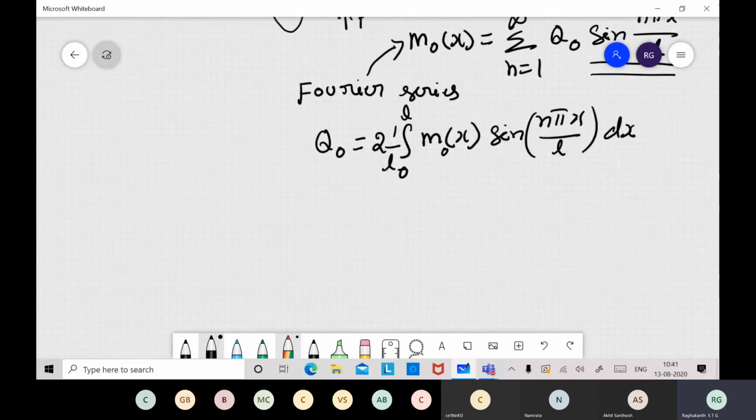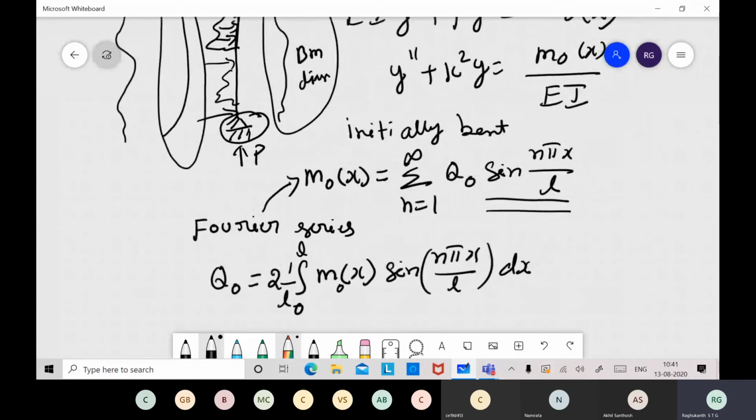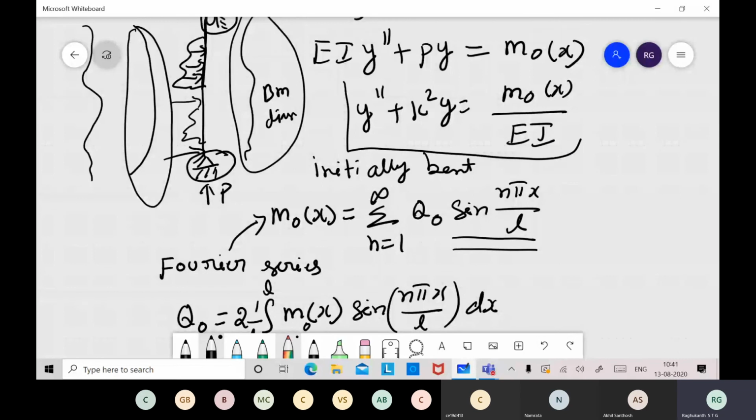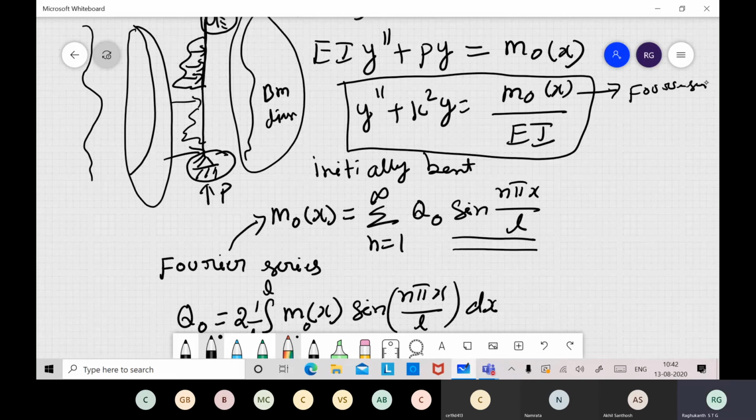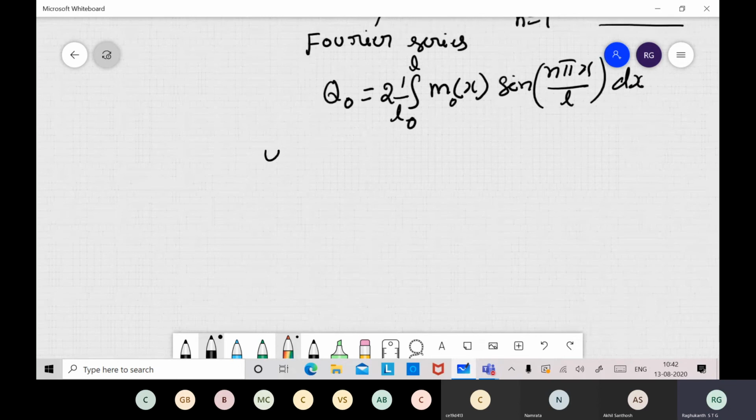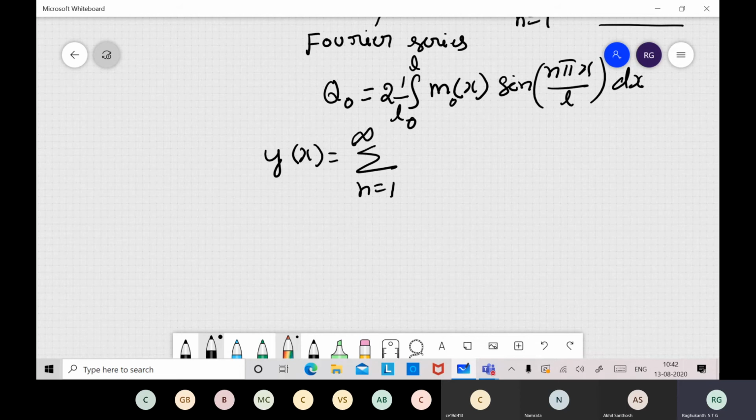Now this is our ordinary differential equation, where your right hand side is expressed in terms of a Fourier series. When the right hand side is in terms of a Fourier series, the solution can also be written in terms of the Fourier series itself. So your y of x, you can write as the sum from n is equal to 1 to infinity of small q n sine n pi x by L.